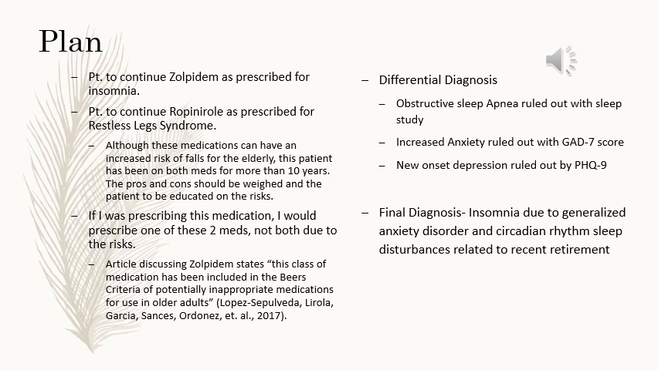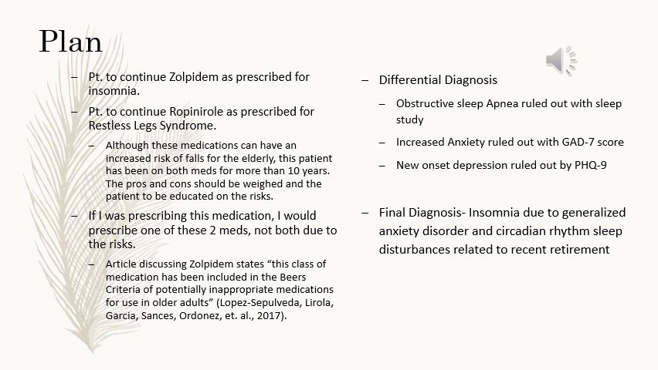An article discussing zolpidem states that this class of medication has been included in the Beers criteria of potentially inappropriate medications for use in older adults. So I did find this pretty pertinent information for my future prescribing.